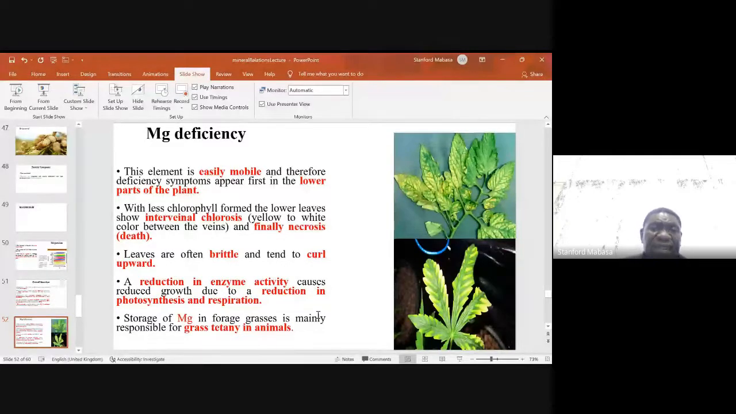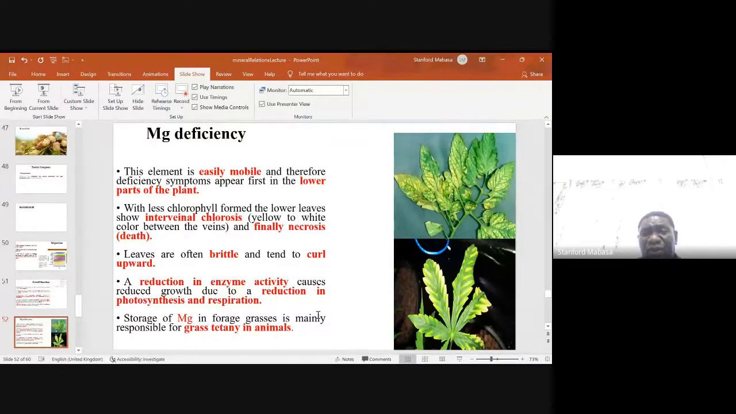So this element is easily mobile. You can see the deficiency effects on the lower parts of the plant in the form of intervenular chlorosis, yellow to white color between the veins. Although the veins will be green, the other parts of the leaves are either yellow or white.